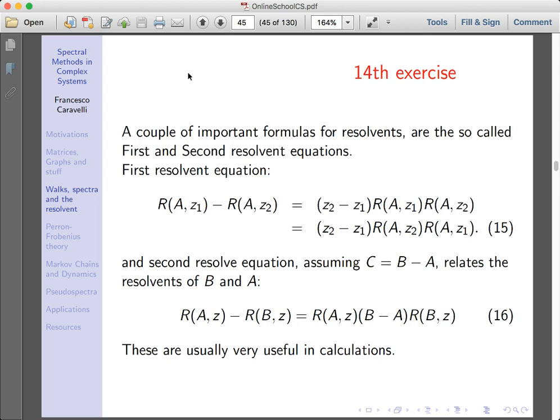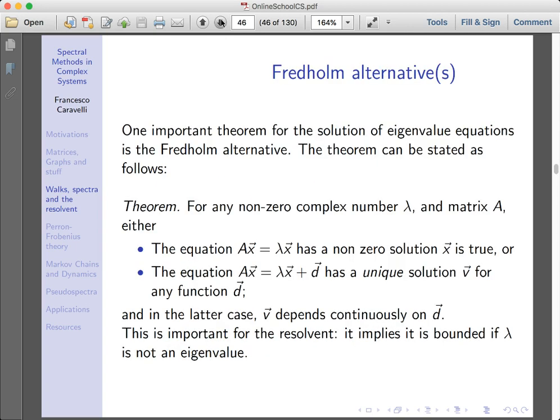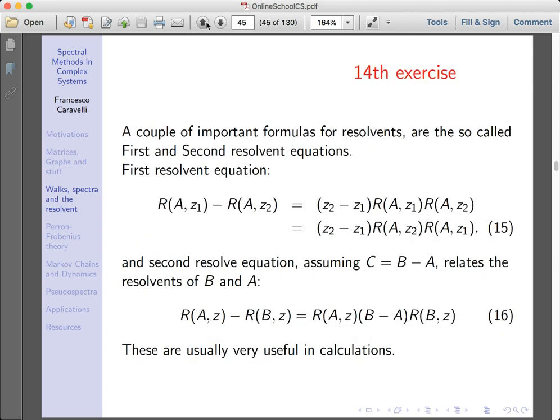Something that is useful to know is that the resolvent has several properties. These are called the first and second resolvent equations. And these are properties between the resolvent at different values of z. Sometimes they're useful in certain calculations. I used them a few times.